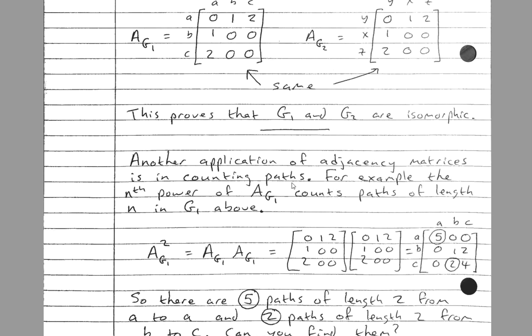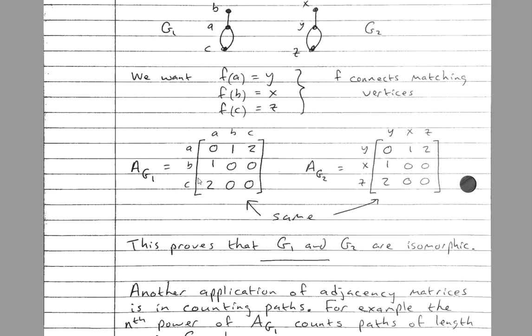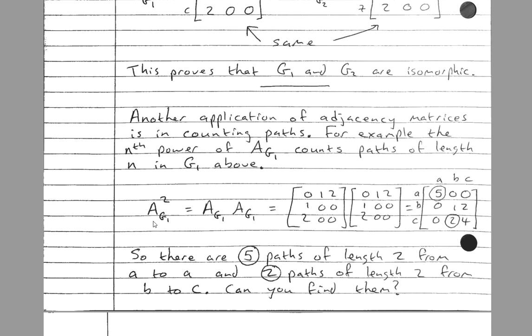So if you're counting paths, one way to do it is to take the nth power of the adjacency matrix of the graph. Yeah, we can look at this graph, G1. So that nth power counts the paths of length n in G1. For example, the simplest thing we can do is take the second power of the adjacency matrix, so that's this matrix multiplied by itself.